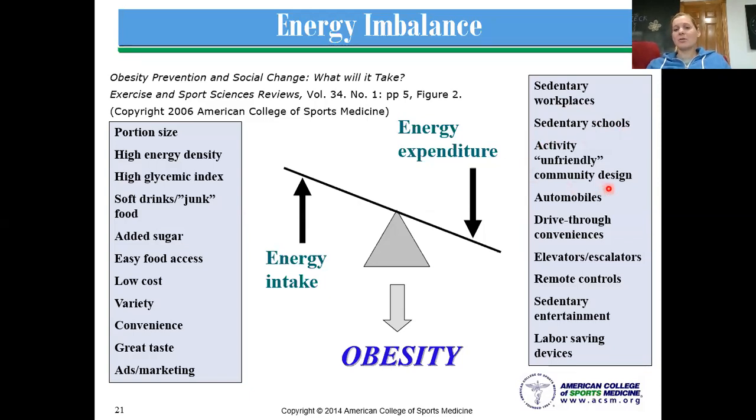Activity unfriendly community design. So again, maybe you live in a place where it's unsafe to exercise outside. If we had more bike trails or bike paths, would you bike more places? If there were running trails closer or hiking trails closer, would you utilize those things? So again, creating a more active environment for the community can contribute to an improvement of energy expenditure.